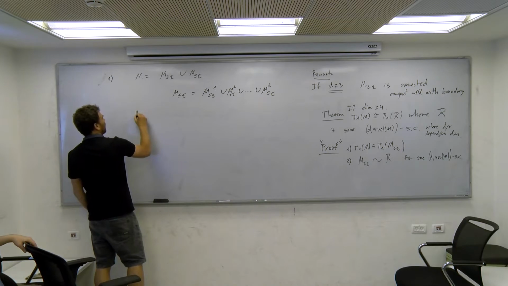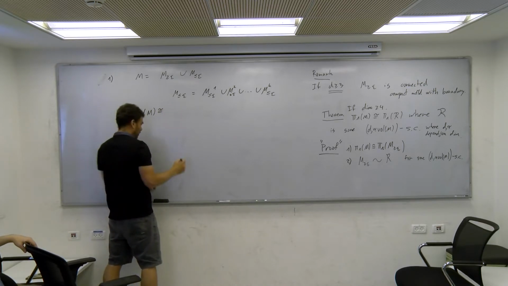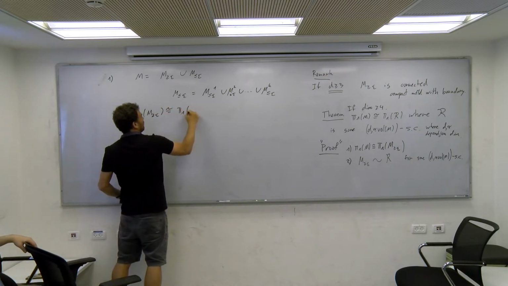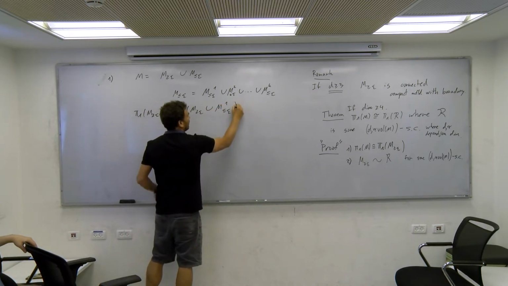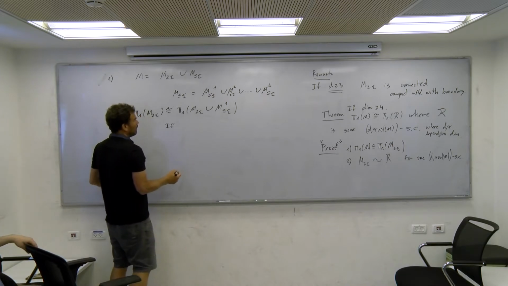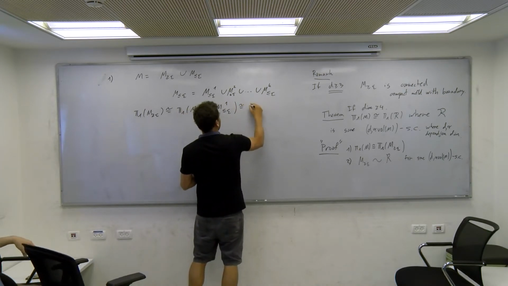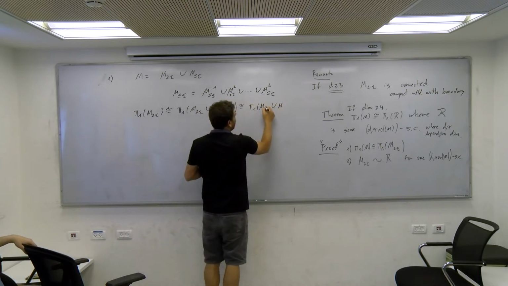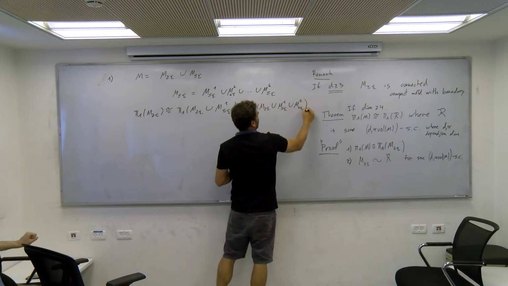So I claim that pi 1 of M greater than epsilon is isomorphic to pi 1 of M greater than epsilon union M smaller than epsilon 1. I add the first component. And so on, I will add them one by one. Then pi 1 of M is the thick part union the first thin part union the second thin part, and so on.